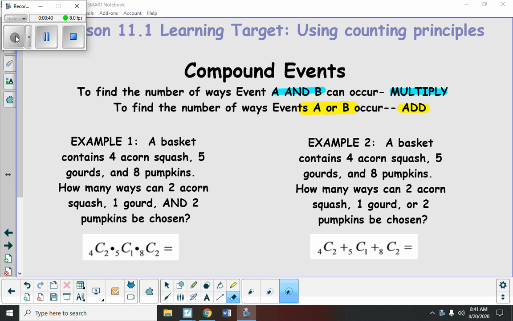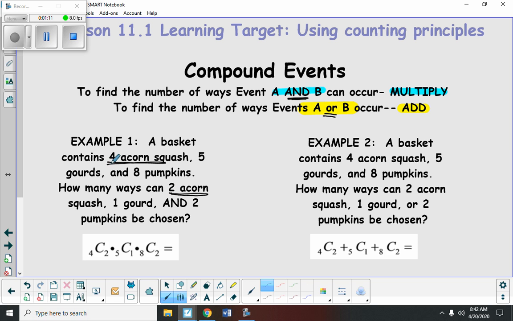Now, to find the number of ways that event A and B can occur, I want you to notice this: A and B, you multiply. You find the number of ways that the first event can occur, and the number of ways the second, and then you multiply those together. To find the number of ways that events A or B can occur, when you see an or, you add those events.